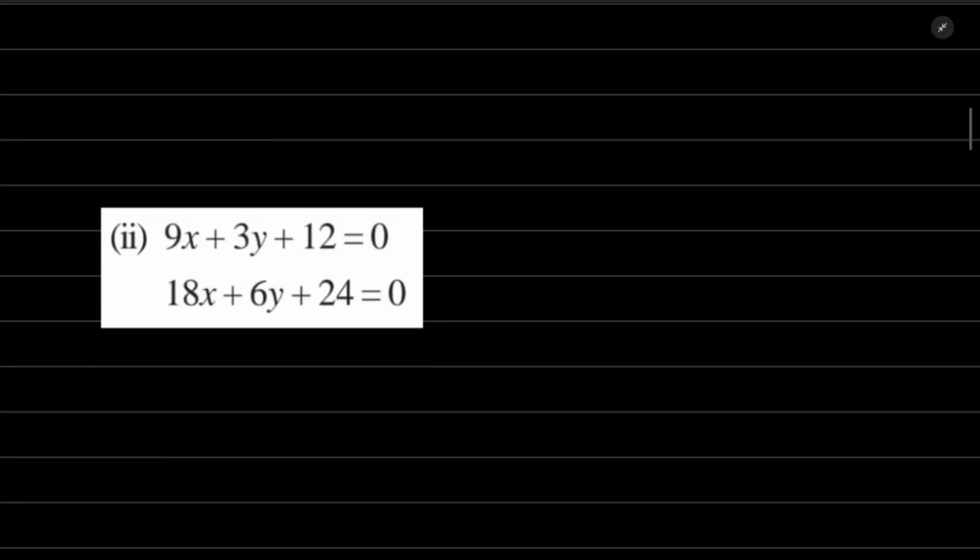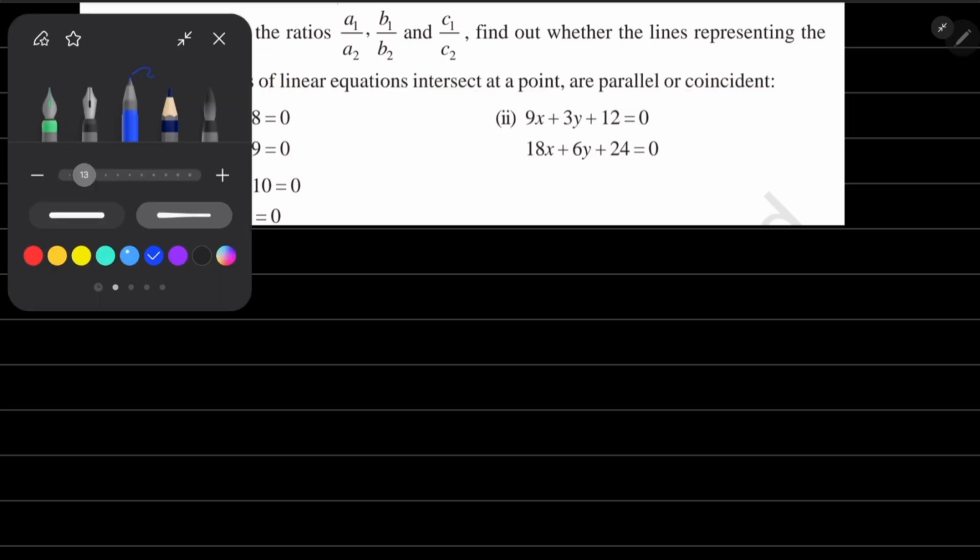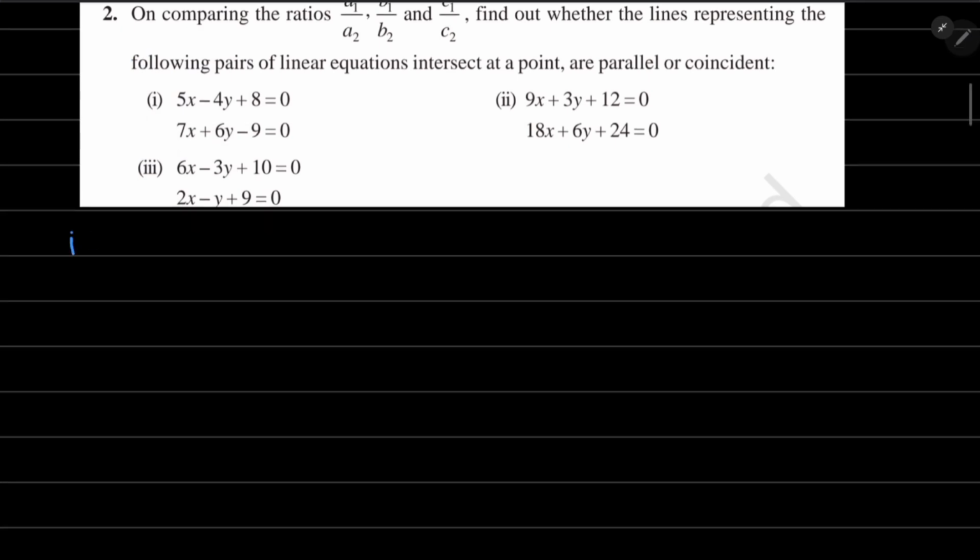So the second question is, on comparing the ratios a1 by a2, b1 by b2, c1 by c2, find out whether the lines representing the following pairs of linear equations intersect at a point, are parallel, or are coincident. Let's take the first equation and do it. Here the pair of equations is 5x minus 4y plus 8 equal to 0, and the second equation is 7x plus 6y minus 9 equal to 0.